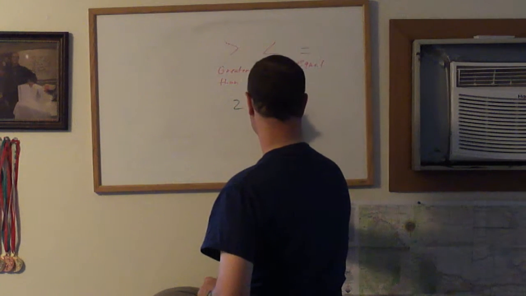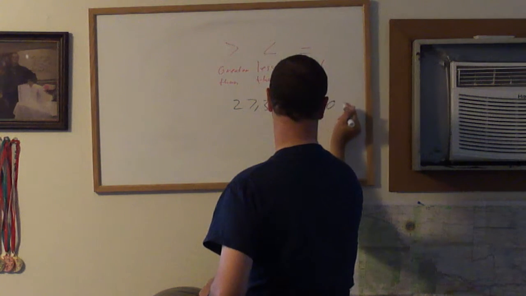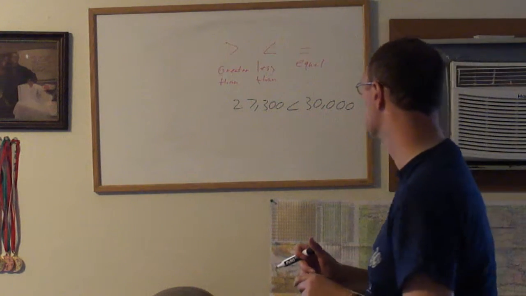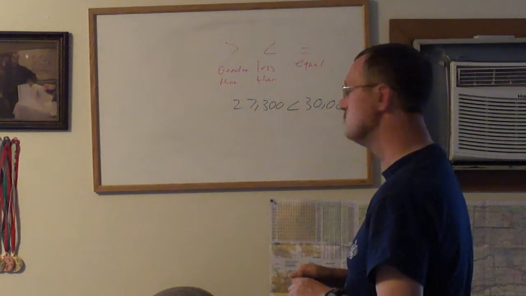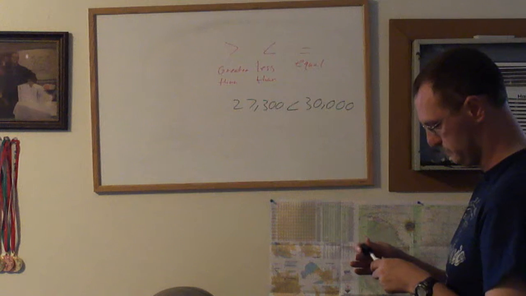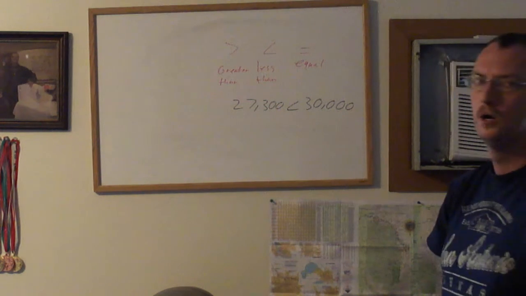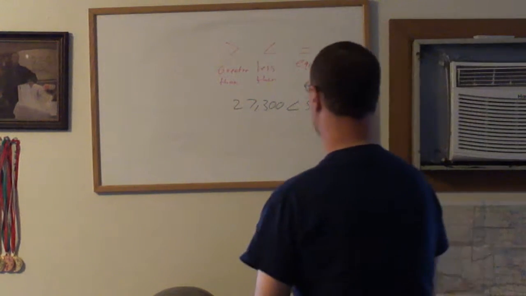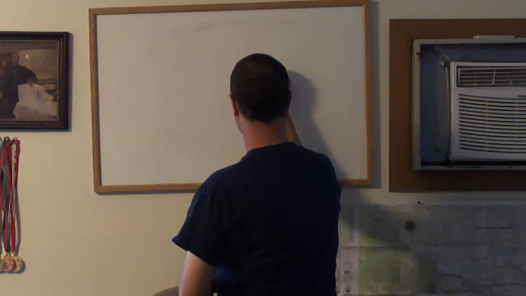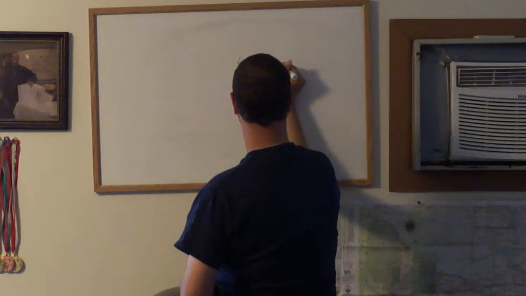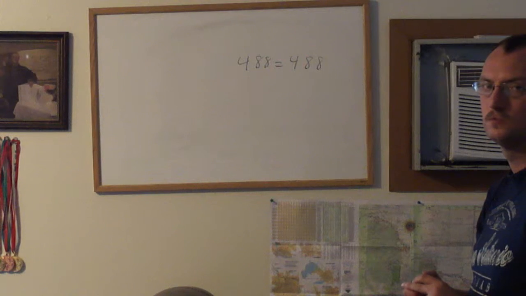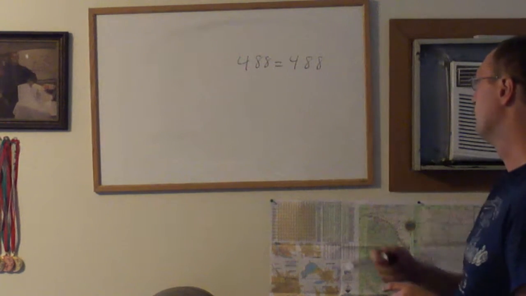All right, there it is. 27,300 is less than 30,000. Now, is that statement true or false? 27,300 is less than 30,000. One more example before the quiz. 488 is equal to 488. Is that statement true? Yes, it is. 488 is equal to 488.